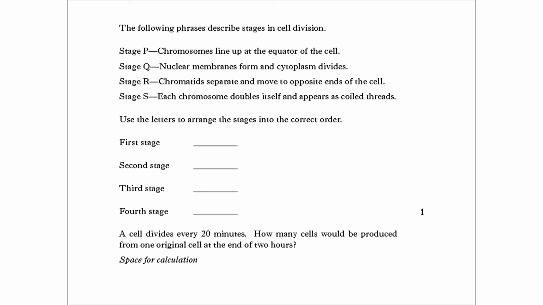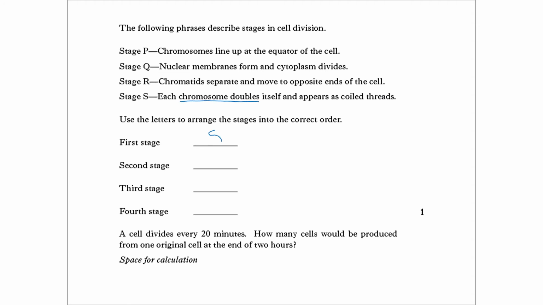The following phrases describe stages in cell division. So we have this stage P, chromosomes line up along the equator. Q, nuclear membrane forms, cytoplasm divides. R, chromatids separate, move towards opposite ends of the cell. S, each chromosome doubles itself, appears as coiled threads. Now we've got to put these in the right order, right? Now these aren't worded the way we would want to word them. We would be wanting to look for something about DNA replication occurs and each chromosome is made up of 2 identical chromatids. Now that's not there, but look, chromosome is doubling itself.